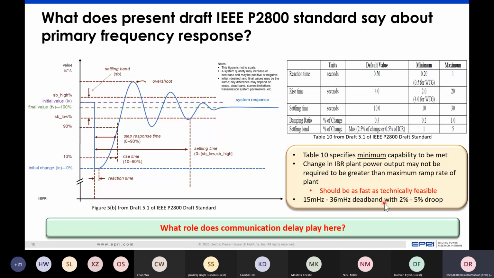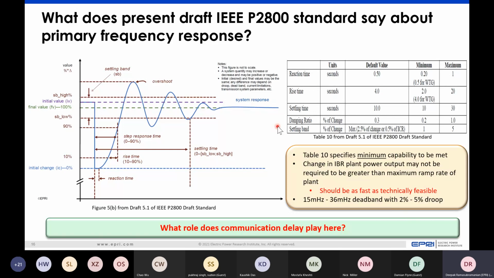Some of you may be aware that the standard is still being drafted right now. It's based upon IEEE 1547, but its implications are for bulk power system connected resources. And it has an aspect about primary frequency response, essentially defining the amount of reaction time or rise time and settling time with respect to the different resources and how they respond, while stating that they should be as fast as technically feasible.